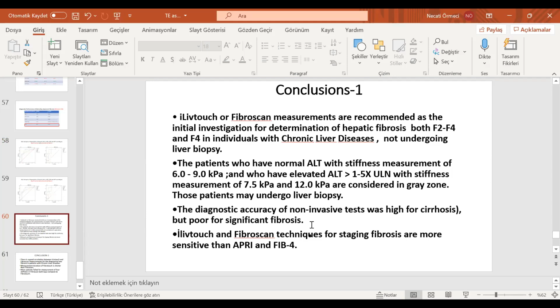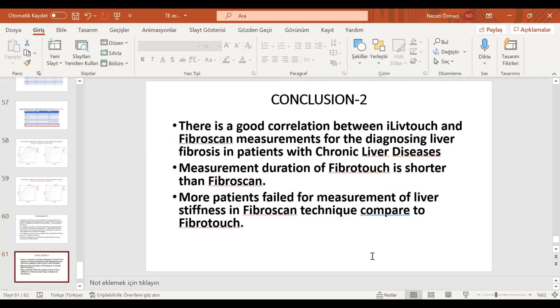The diagnostic accuracy of non-invasive tests was high for cirrhosis, but poor for significant fibrosis and also severe fibrosis. FibroTouch and FibroScan techniques for staging fibrosis are more sensitive than APRI and FIB4. There is a good correlation between FibroTouch and FibroScan measurements for diagnosing liver fibrosis in patients with chronic liver diseases. Measurement duration of FibroTouch is shorter than FibroScan, and more patients failed for measurement of liver stiffness with the FibroScan technique compared to FibroTouch. Thank you very much for your patience.